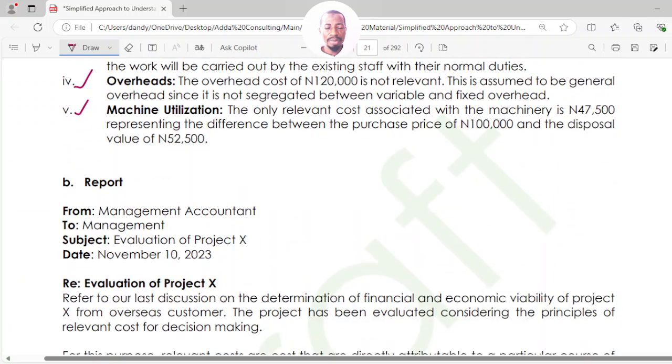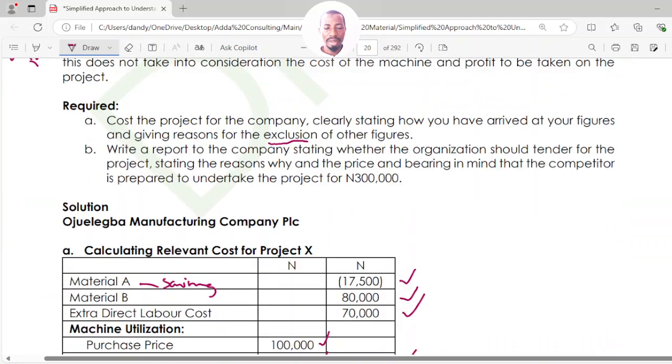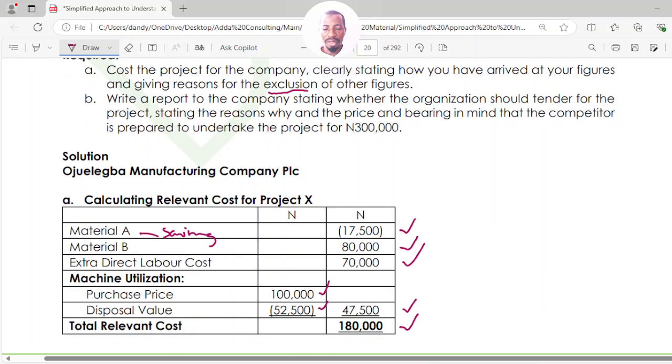So part B of the question is asking us to write a report to the company stating whether the organization should tender for the project, including the reasons why and the price, and bearing in mind that the competitor is willing and ready to undertake the project for 300,000 naira.